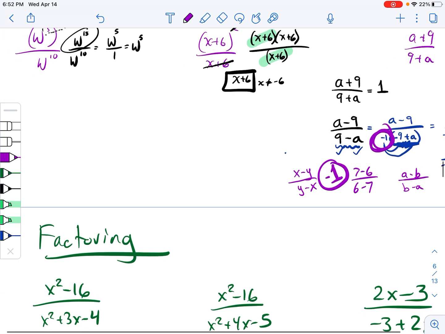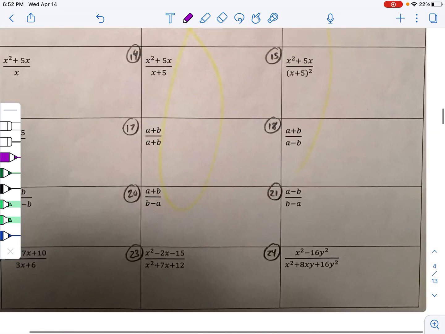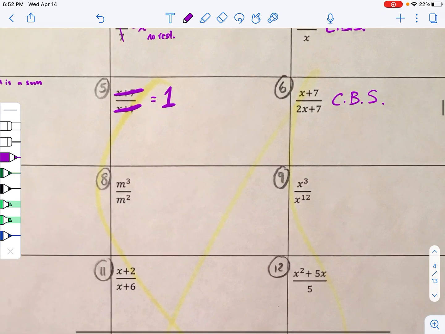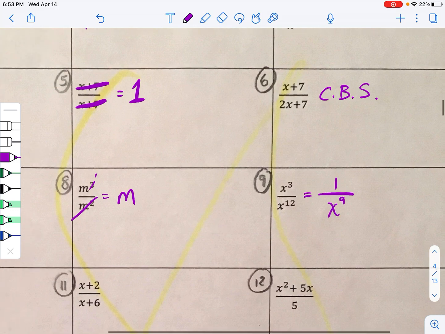So let's put some of those tricks to the test, and we're going to look at our homework 1 again. And we only have to do a few of these, number 8 and 9, that's it. So looking at m cubed over m squared, you'd cancel these, they'd be all gone, and this would just be a 1, so you just have m. X cubed over x to the 12th, my variable is going to end up being wherever the exponent is highest, so it'll be in the denominator, so I have 1 over, and then I take the difference. 12 minus 3, x to the 9th.